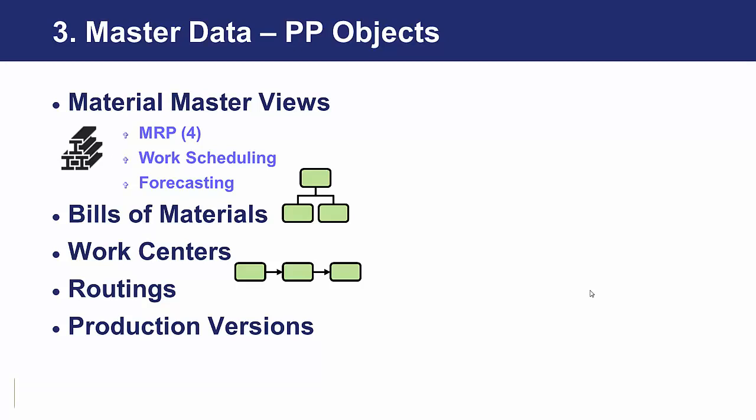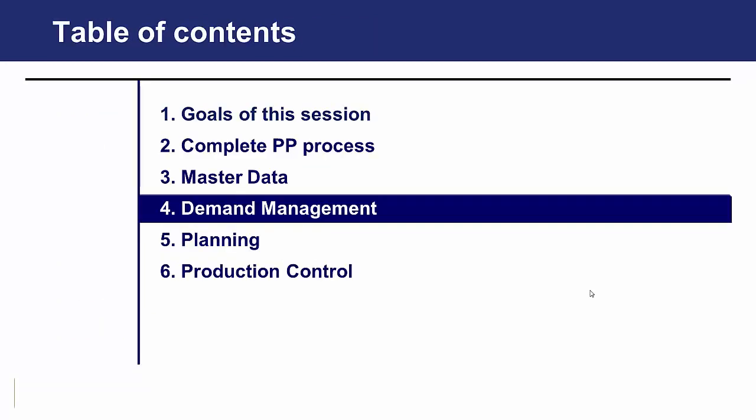Production versions: when a product can be made in different work centers with different operations or even with different components, we need to indicate how it will be manufactured each time we create a production order. For that, we will indicate one production version, not needed when there is only one way to manufacture it. Demand management.